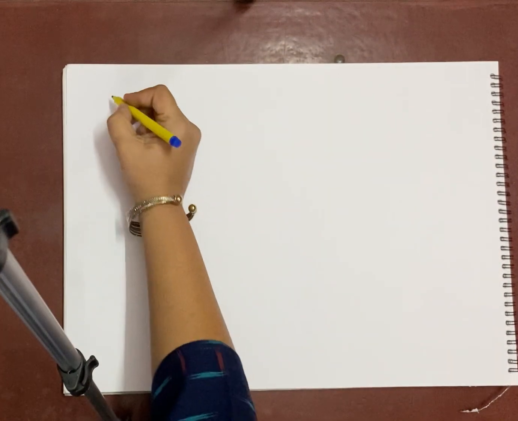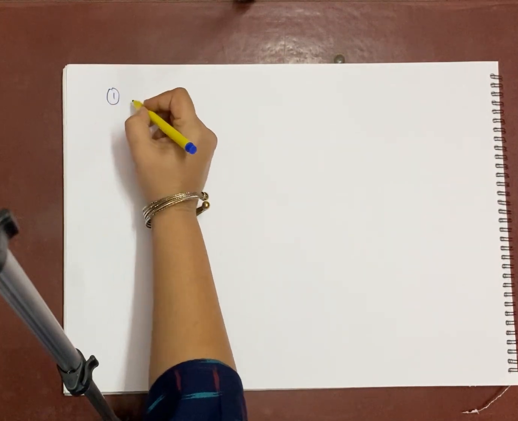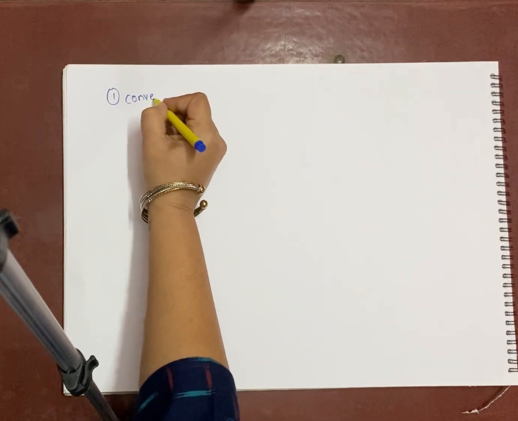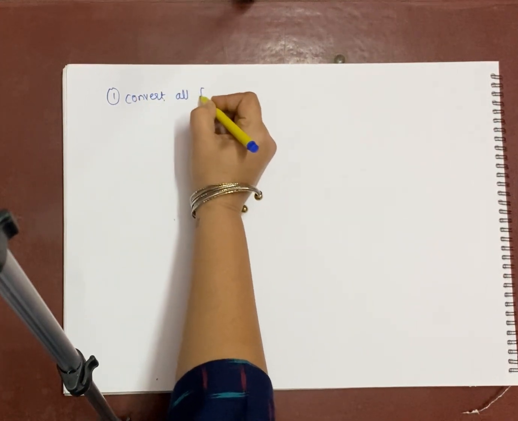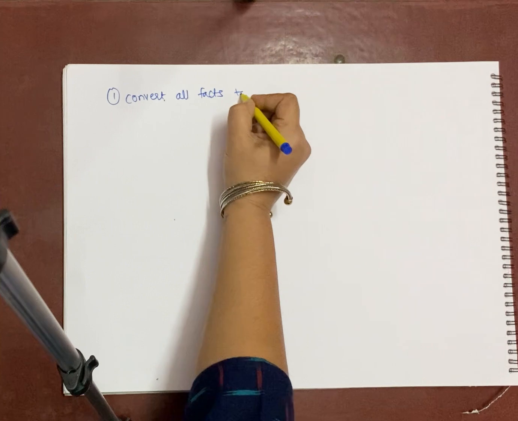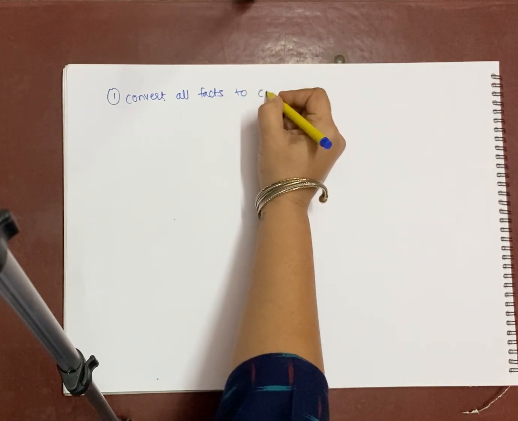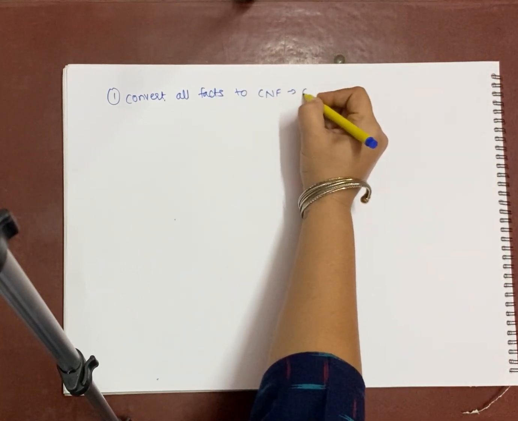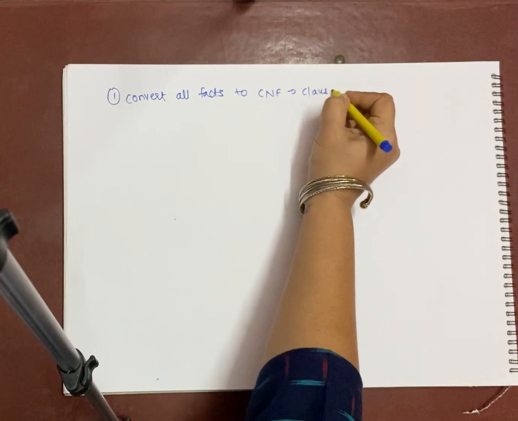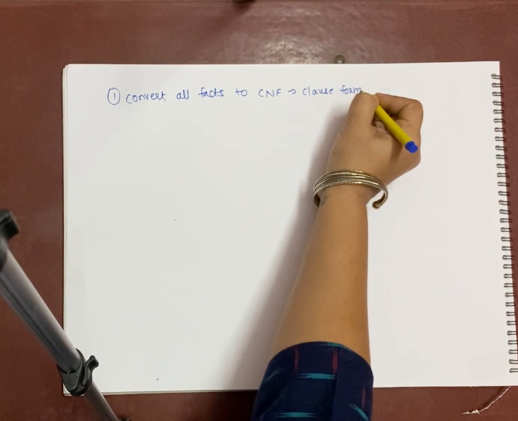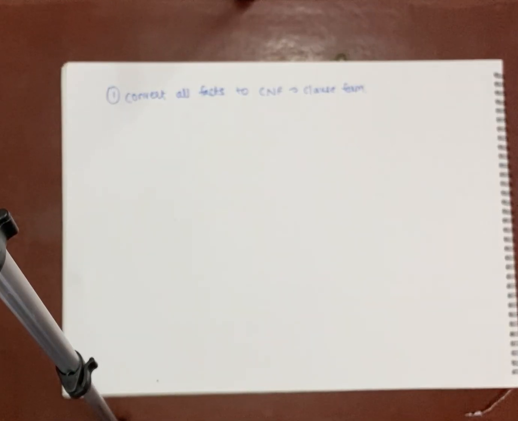So first step. What was the first step we did? Convert all facts to conjunctive normal form, that is also called clause form. Whatever facts you have, convert all those to conjunctive normal form, or we can even call it clause form.